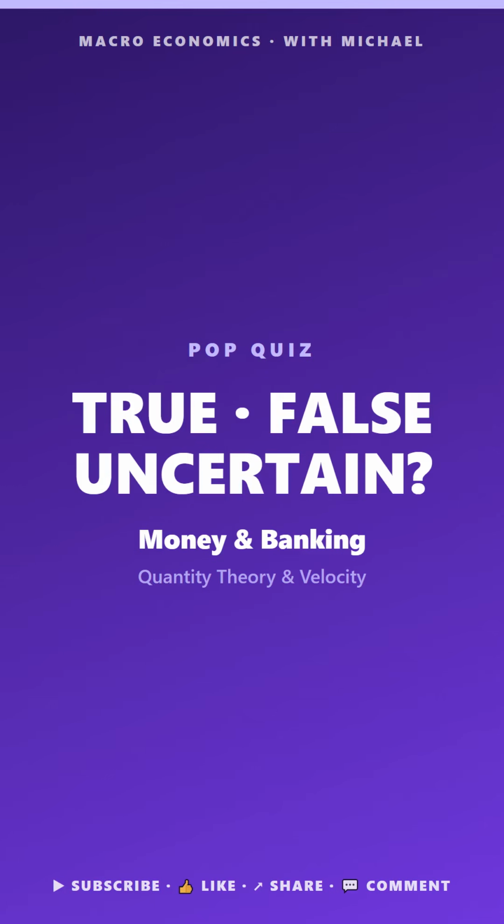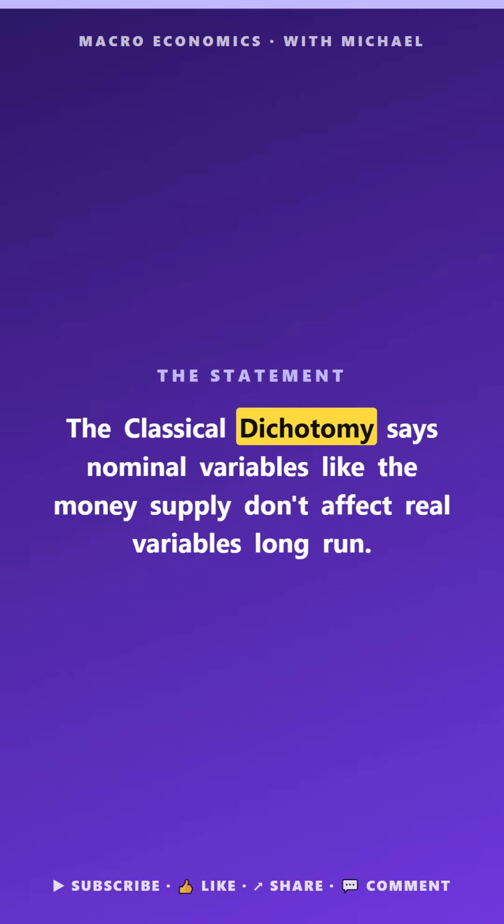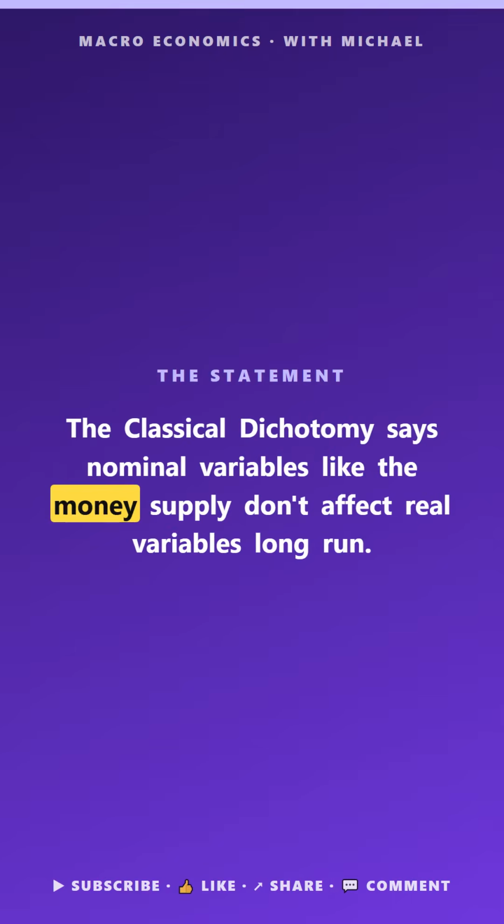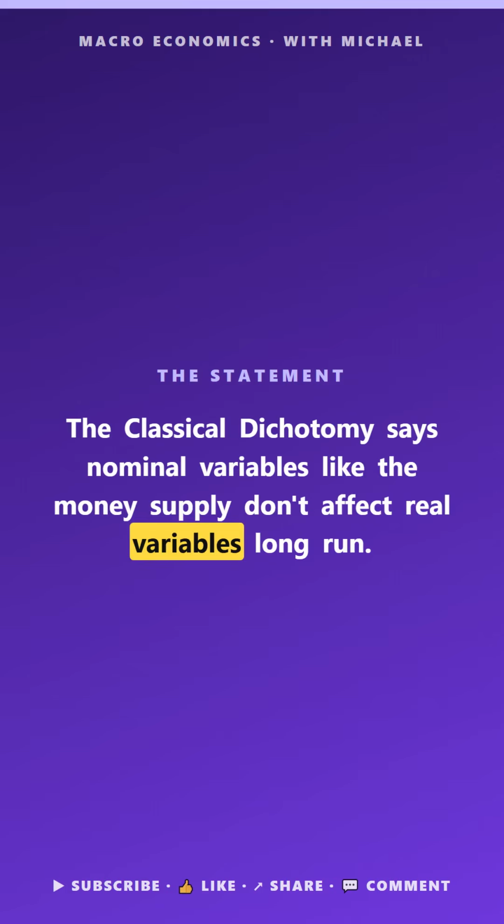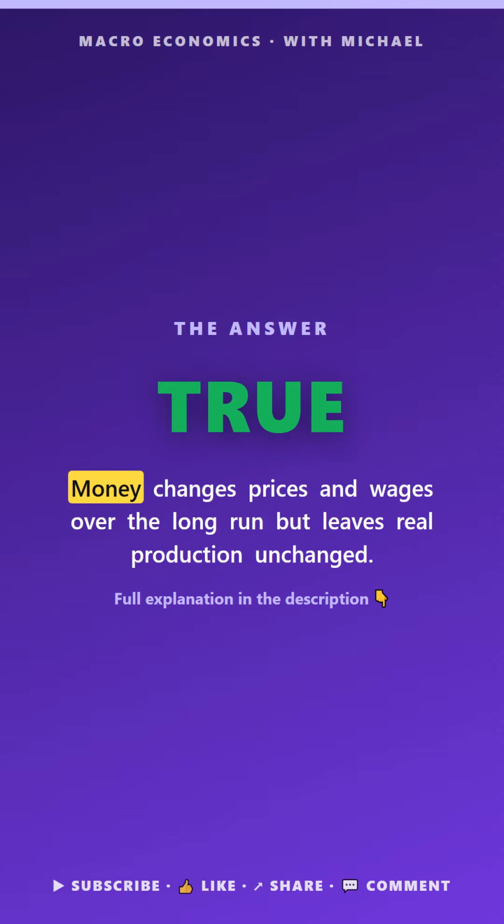Extra money. Macro pop quiz. Money and banking. True, false, or uncertain. The classical dichotomy says nominal variables like the money supply don't affect real variables in the long run. The answer is true. Money changes prices and wages over the long run, but leaves real production unchanged.